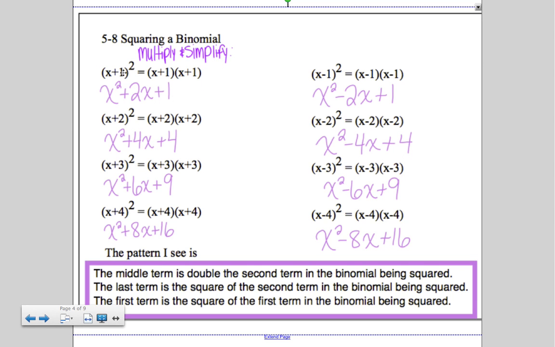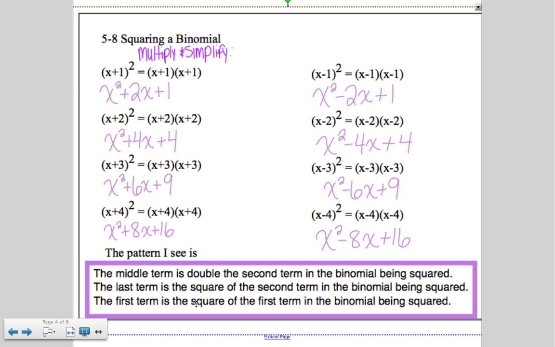So if you look at x plus 1 squared, the middle term of 2x is just 1 times 2. And then the last term is the square of the second term in the binomial being squared. So this 1 here, 1 squared is 1. And that pattern works all the time. So for x plus 2 squared, it's 2 times 2 to get you 4, and 2 squared to get you 4. And then 3 times 2 to get you 6x, and 3 squared to get you 9 for your last term. 4 times 2 to get you 8x, 4 squared to get you 16.